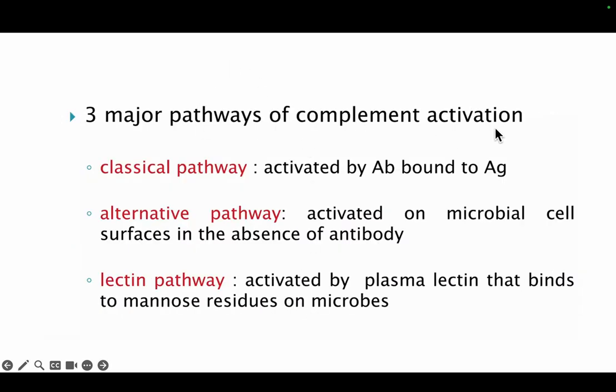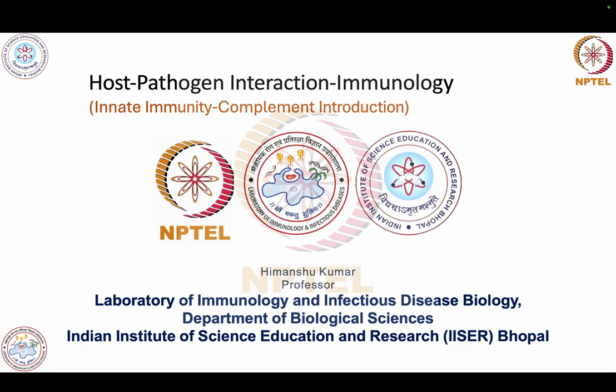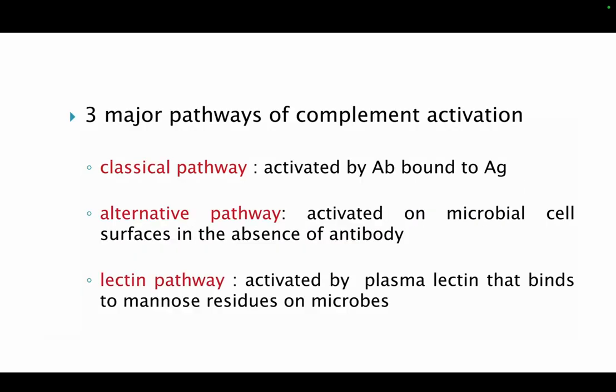3 major pathways of complement activation. Classical pathway, activated by antibody bound to antigen. Alternative pathway, activated on microbial cell surfaces in the absence of antibody. Lectin pathway, activated by plasma lectin that binds to mannose residues on microbes. The central event in complement activation is proteolysis of C3 to generate biologically active products and subsequent covalent attachment of C3b to microbial cell surfaces or to antibody bound to antigen. So these are the 3 basic pathways: classical, alternative and lectin.